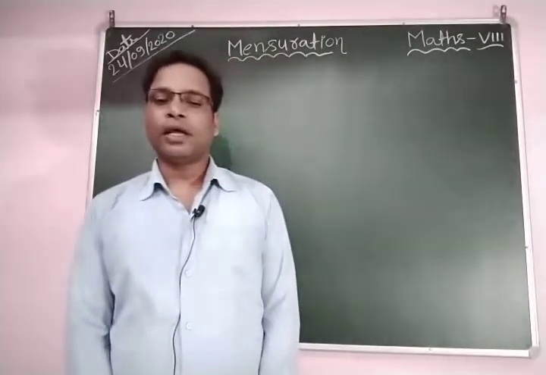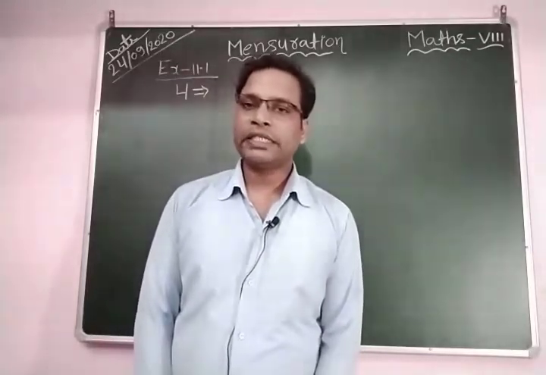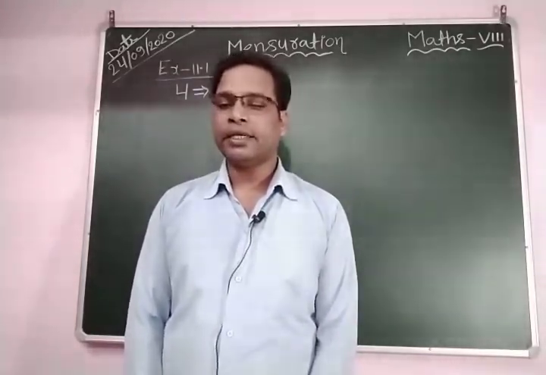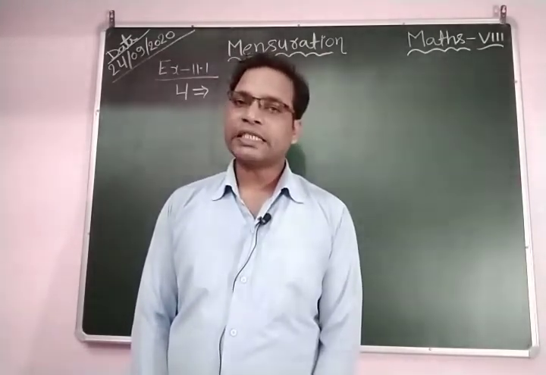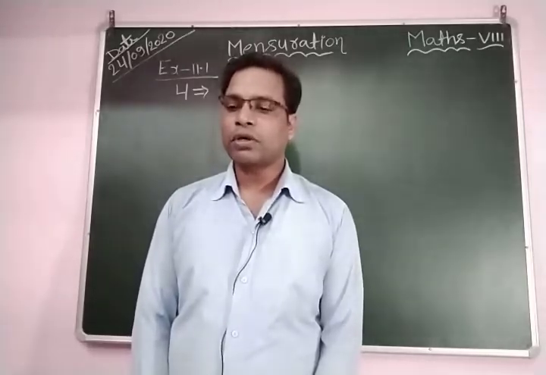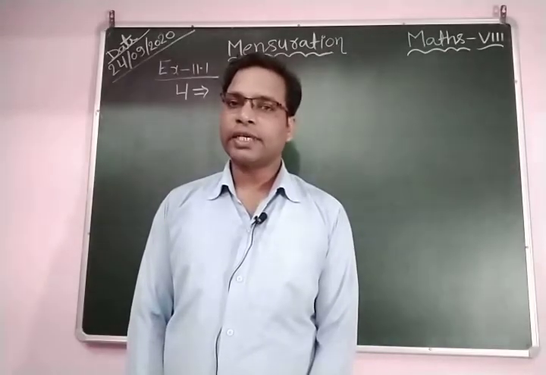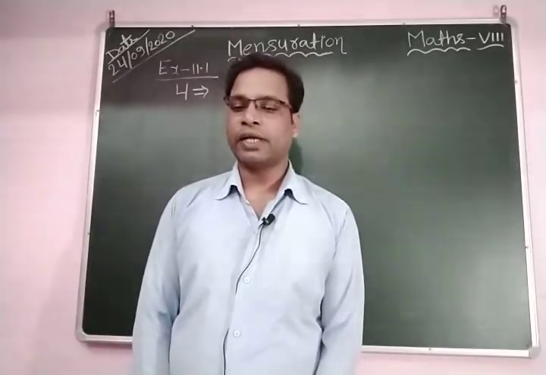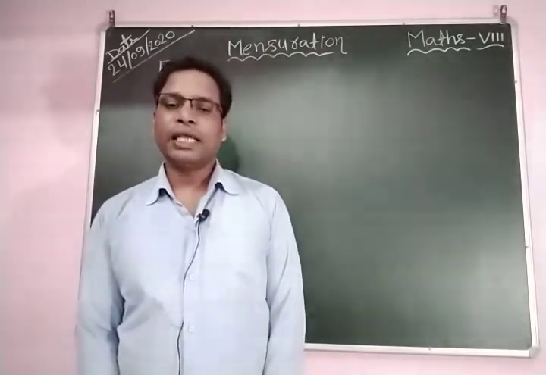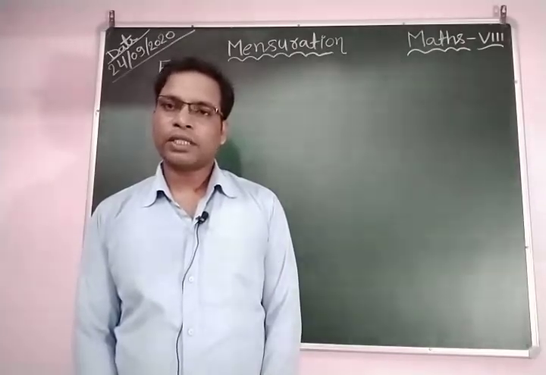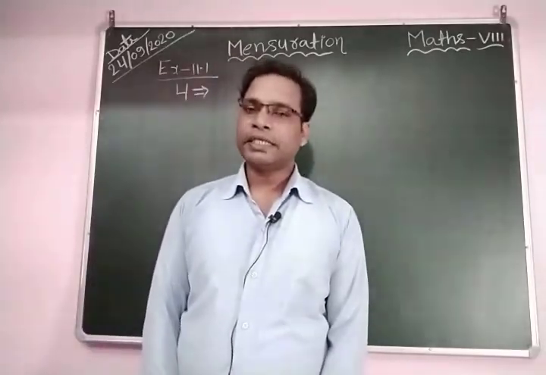Question 4: flooring tiles have the shape of a parallelogram whose base is 24 centimeter and the corresponding height is 10 centimeter. How many such tiles are required to cover a floor of area 1080 meter square? Okay, so here we need to find the number of tiles, and the area of the floor is given, 1080 meter square, and the shape of the tiles is also given.